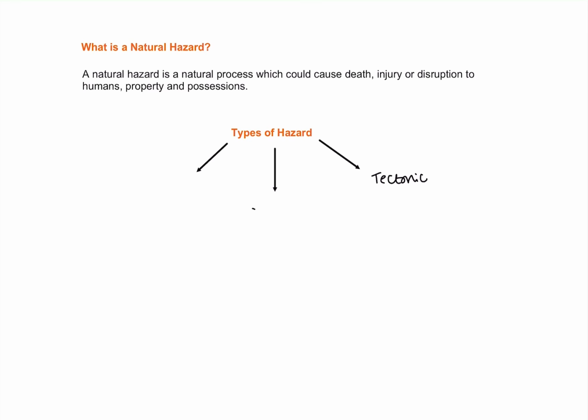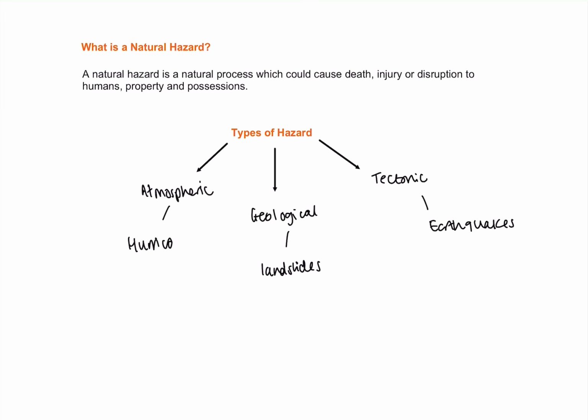You could group them into geology, and you could call them geological hazards. You might go and group them in terms of weather, and you might call them atmospheric hazards. So just check that you're able to at least think of an example for each one of these. So for tectonic, for example, I might put earthquakes. For geological, I might put things like landslides. Atmospheric, I might put things like hurricanes. So you might be asked to give an example of one of these for 1 mark. So just check you can do at least one of each.